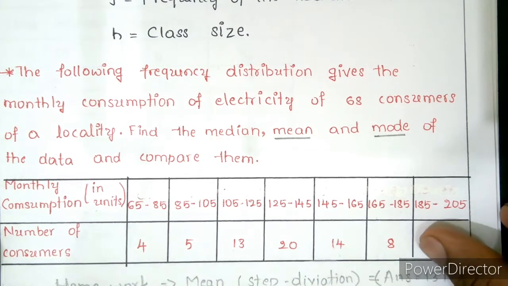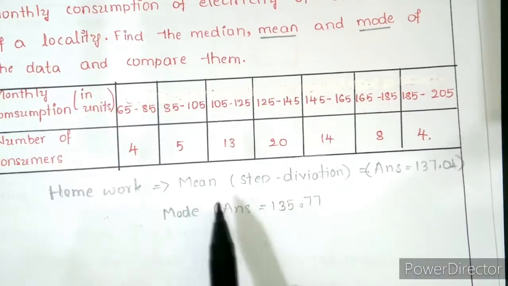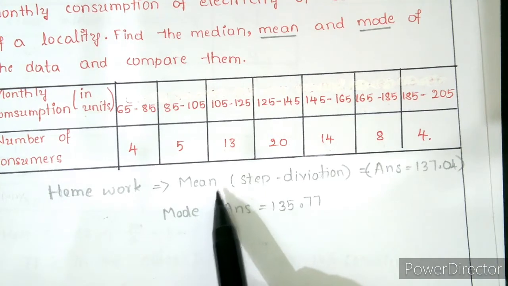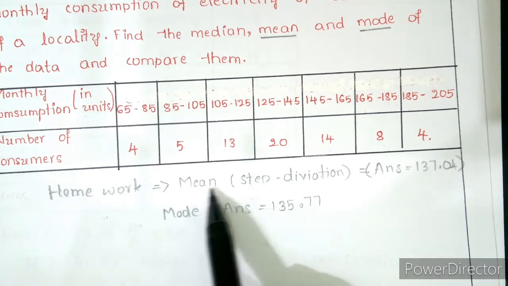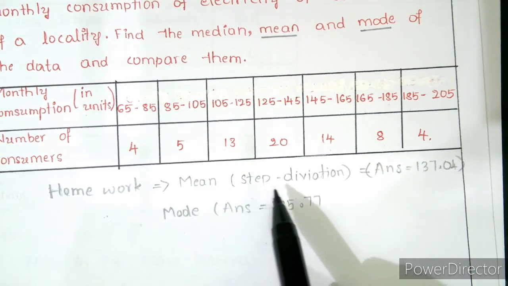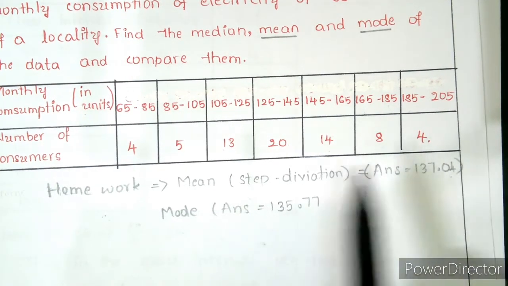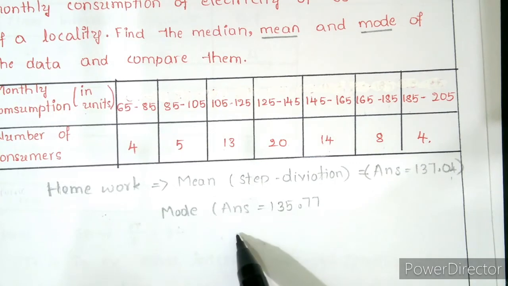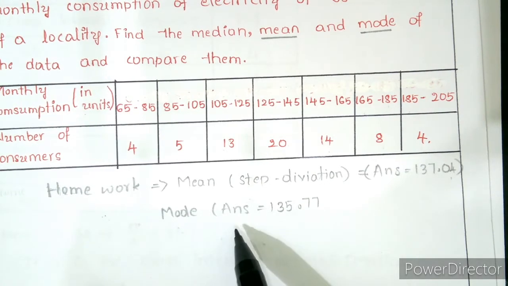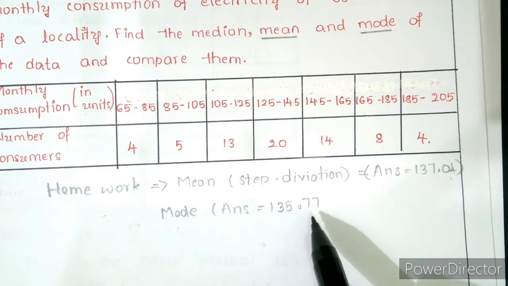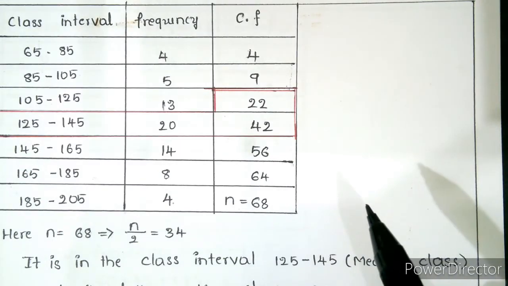So first, homework: you have to find the mean and mode, because you know how to find them. The mean you have to find through the step deviation method. The answer you get is 137.04, and you find the mode using the formula. The answer you get is 135.77. Now you find the median.